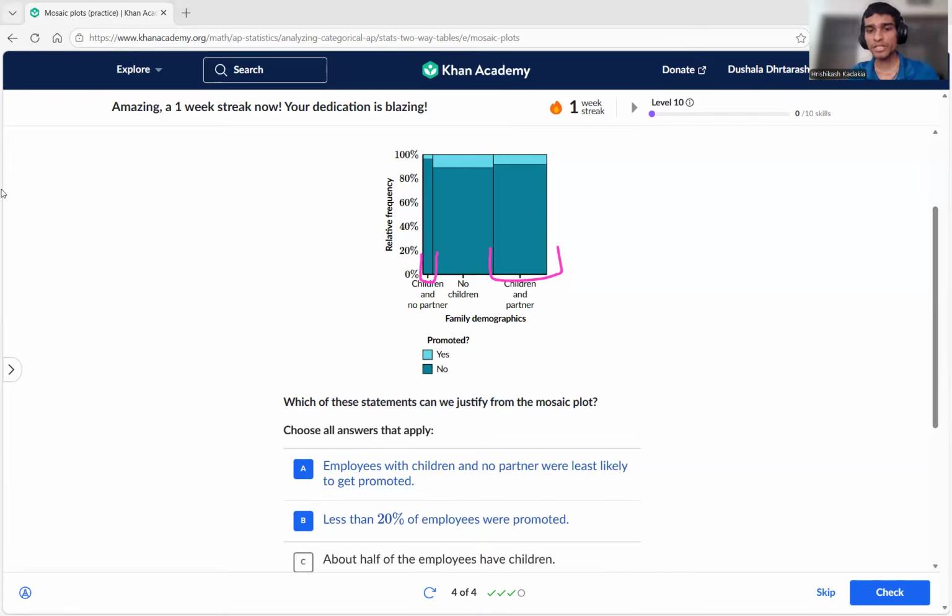Okay, I see. So with children means they just have children, they don't have any partners. They aren't technically singles, they're a single parent. So yeah, my mistake, my bad. With children and no partner means single parents. No children means singles or couples. Children and partner means a whole family. Okay, so let's check this out.